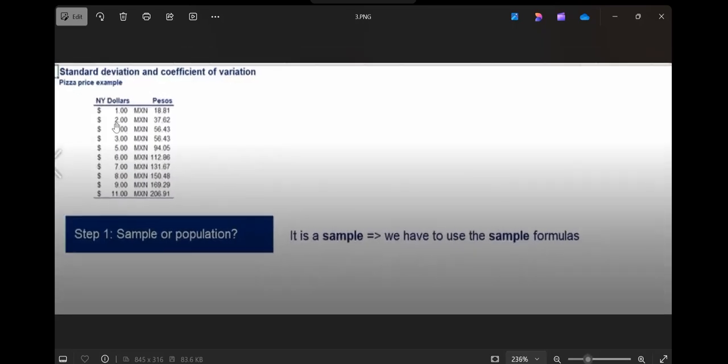Understand? So assume we have 1, 2, 3, 4, 5, 6, 7, 8, 9, 10 restaurants in New York. How many restaurants? 10. Is it a population or sample? Sample, because out of many pizza stores, we take only 10 samples, 10 stores' data. Guys, do you understand? Okay.